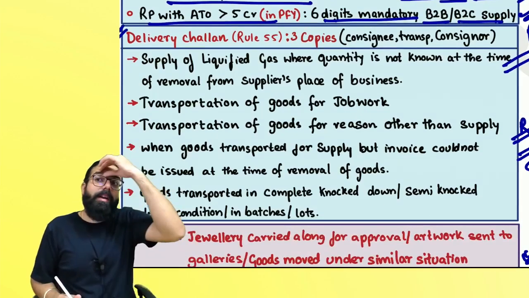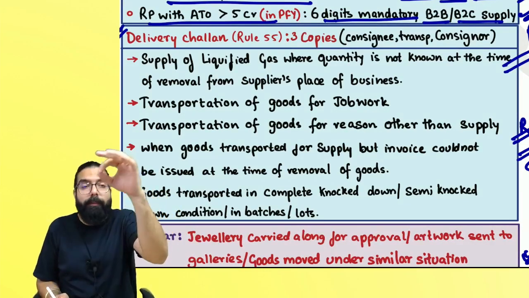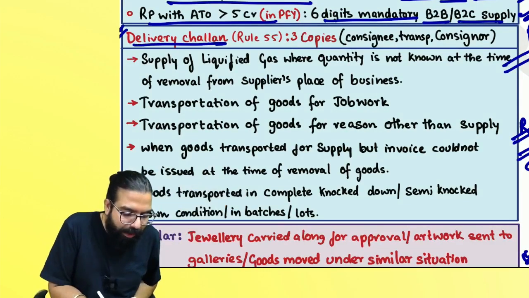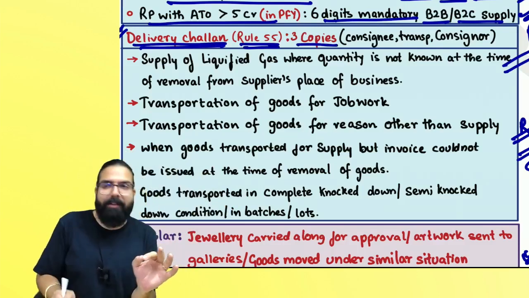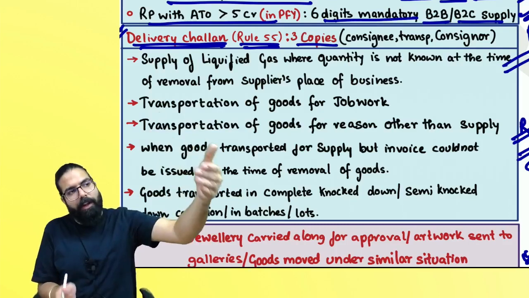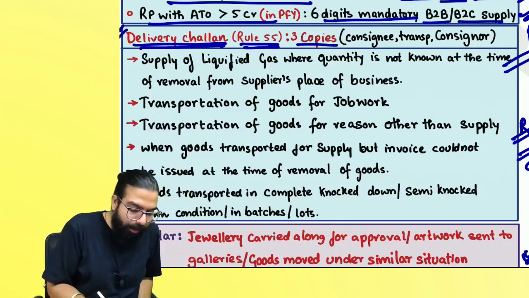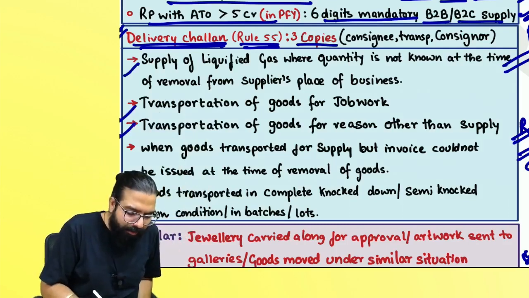Now, after we have gone ahead and learned section number 34, the next point which comes over here is the delivery challan. Remember, delivery challan is issued as per rule number 55. Delivery challan always has 3 copies: one for the consignee, one for the transporter, one for the consigner. Sir, what are the cases when delivery challan will be issued?